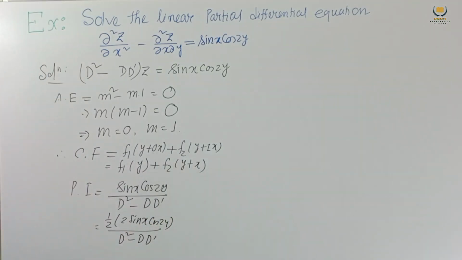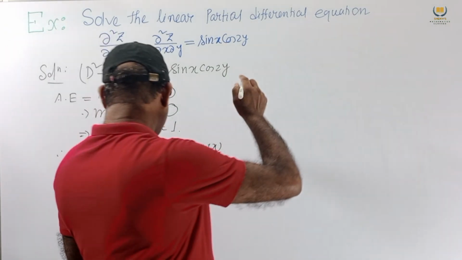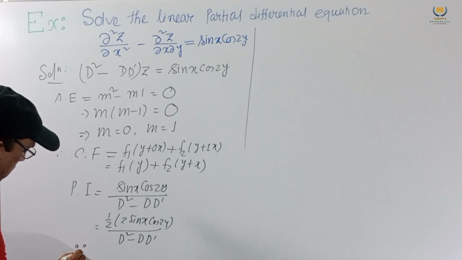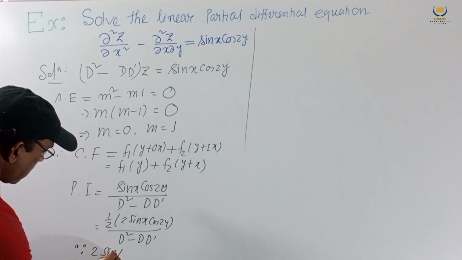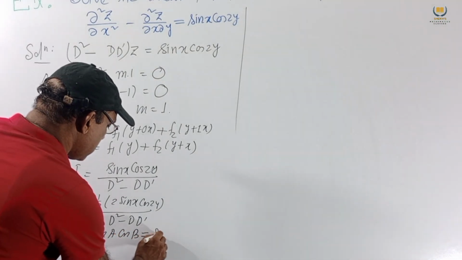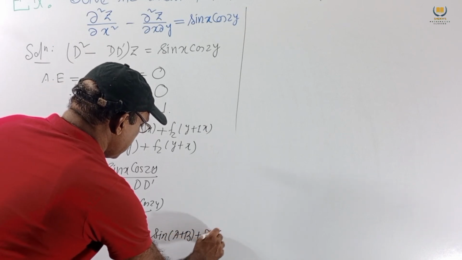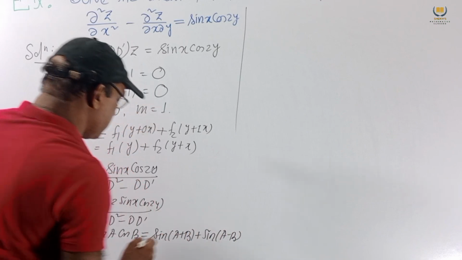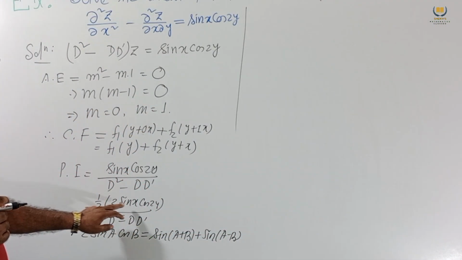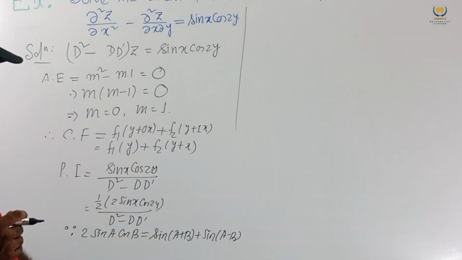We write this: 2 sin x cos 2y. But we know this formula: 2 sin a cos b equals sin(a plus b) plus sin(a minus b). We assume x means a and 2y means b.